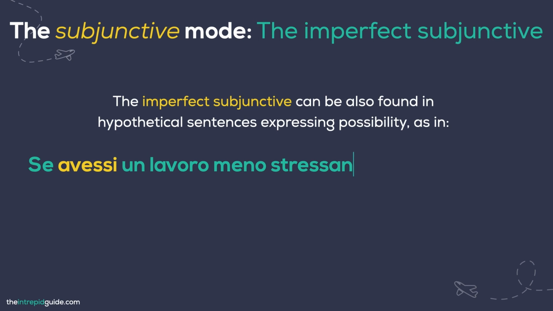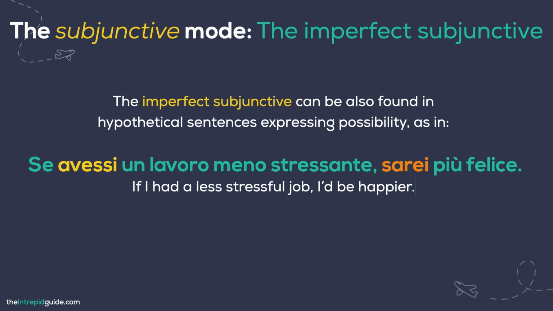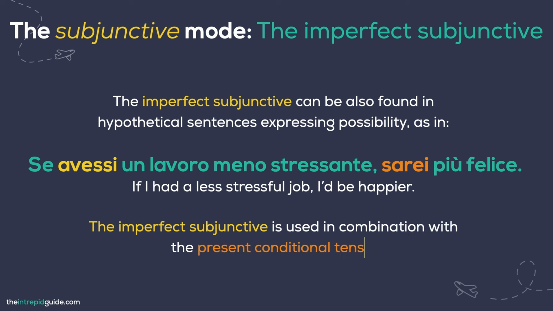Now, this can also be found in hypothetical sentences expressing possibility. For example, Se avessi un lavoro meno stressante, sarei più felice. If I had a less stressful job, I'd be happier. As you can see, in this type of sentence, the imperfect subjunctive is used in combination with the present conditional tense. The next tense is the past perfect subjunctive.